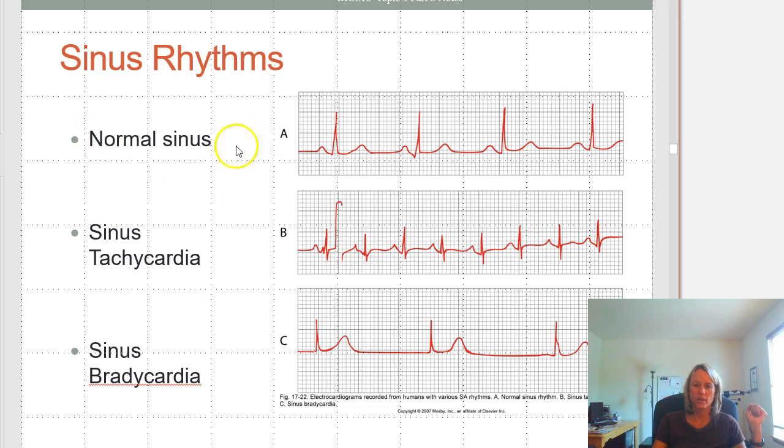Okay, so here's a look at a normal sinus rhythm. I think it's about 60 or 70 beats per minute. Sinus tachycardia, and then sinus bradycardia.